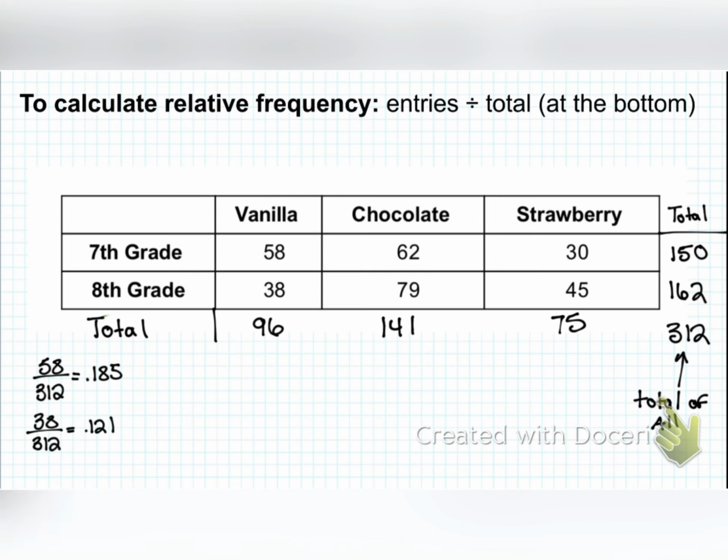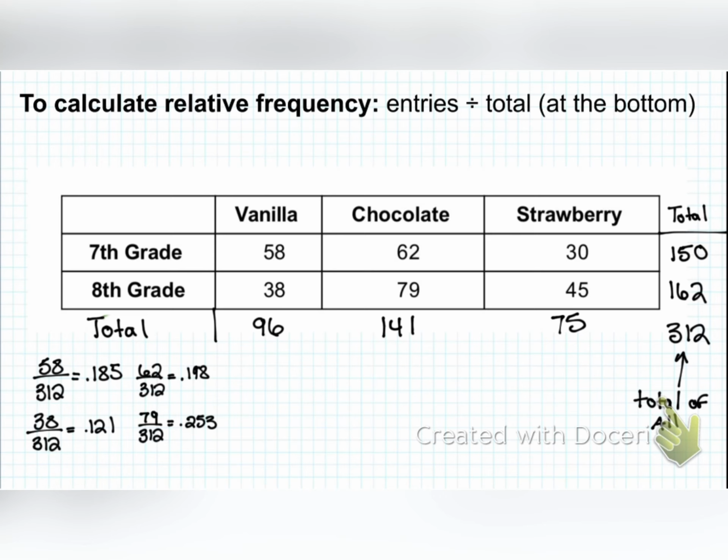The next one is going to be 62 divided by 312, and that's going to be 0.198. After that, we got 79 divided by 312, and what that gives me is 0.253.